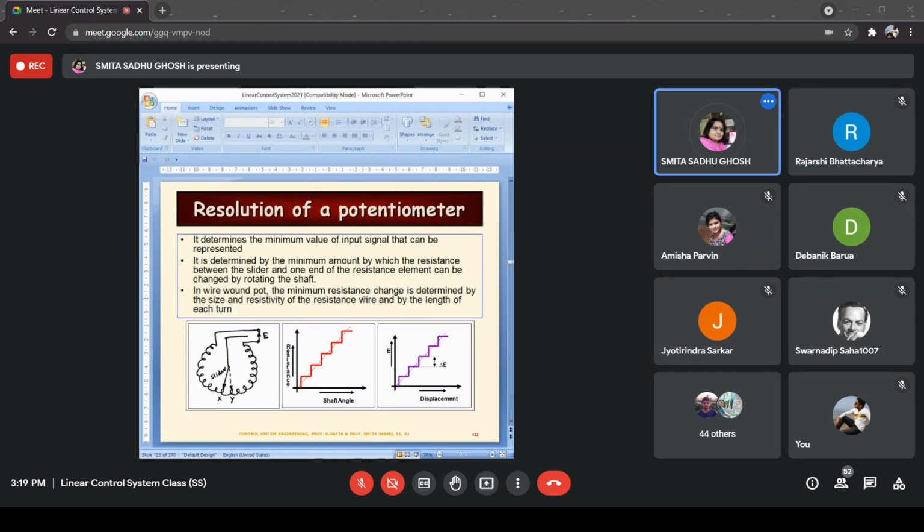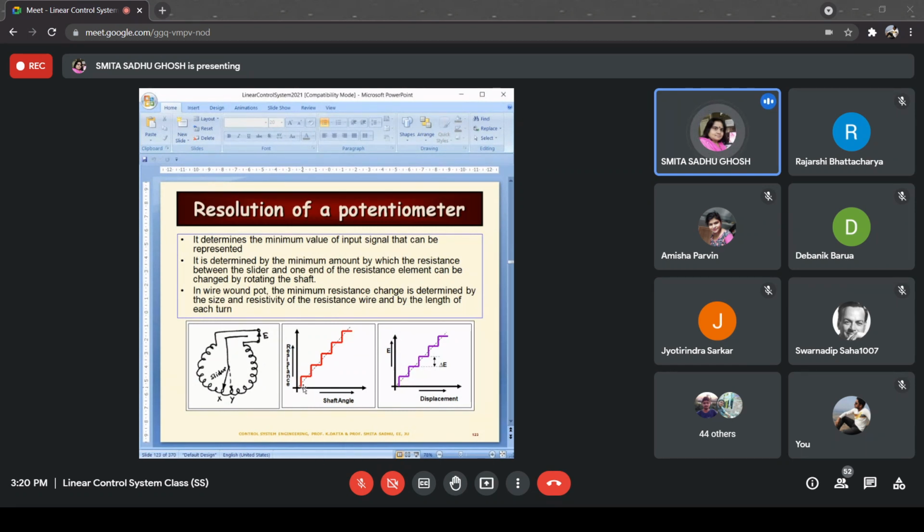So, continuing on that, resolution determines the minimum value of the input signal that can be represented, right? So if you have the shaft angle on this side and the resistance is plotted on the other side, then basically you see that shaft angle can be changing in a continuous fashion, right? So it can be 0 and it can be 0.1, 0.2, 0.3, 0.4, 0.5, 0.6, etc.